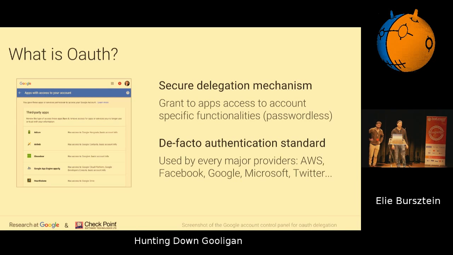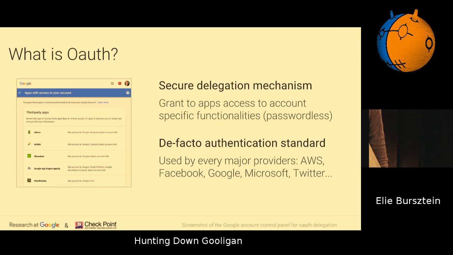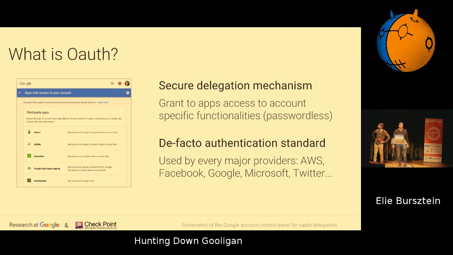OAuth tokens have been used by very large providers, and they are also used in Android when you want to request access to one of the accounts available on the phone, and obviously for Google accounts as well. So that's what OAuth is: a passwordless delegation mechanism which is used universally now, I would say.